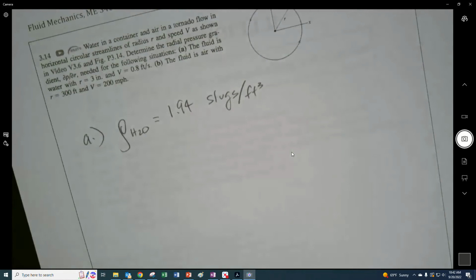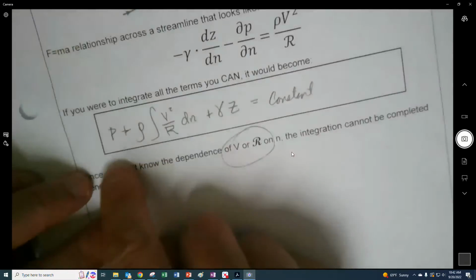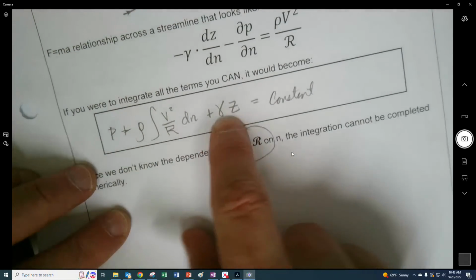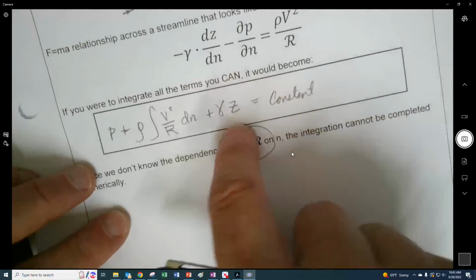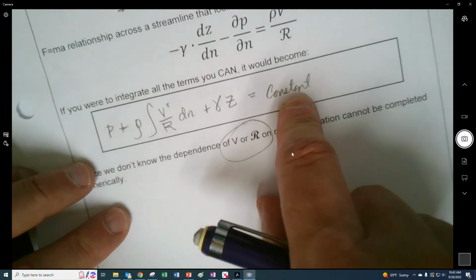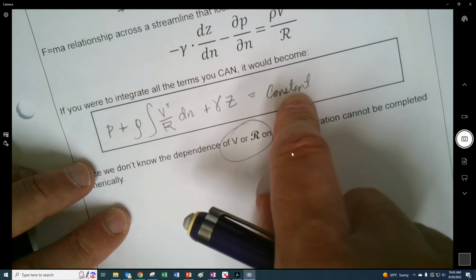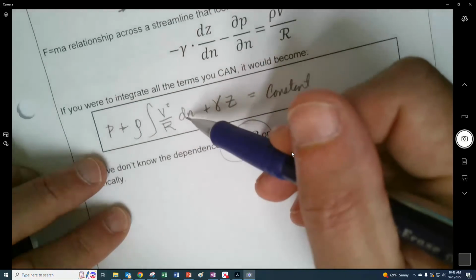And using this equation that we just put up on the board a second ago, we're going to treat the thing in the same plane. So that's going to go away, and we're going to be able to find, so we're going to treat this dn.